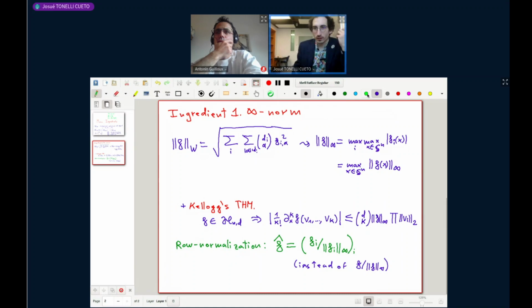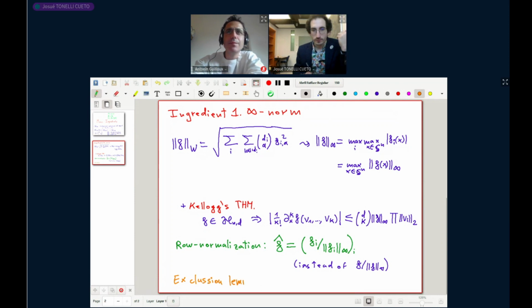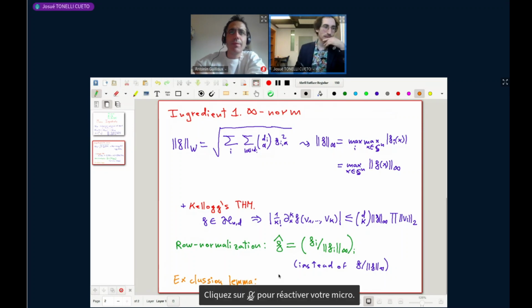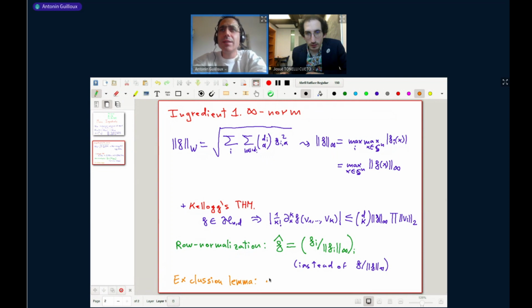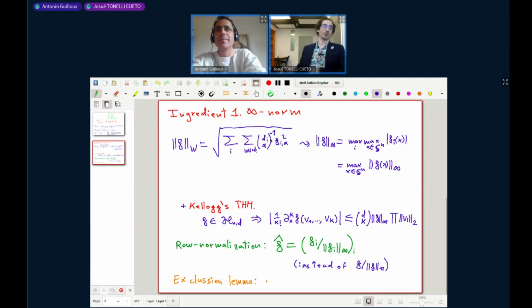And here the main, so let me write this with orange. Of course, the exclusion lemma. There is a question by Guillaume. For the W norm, isn't it rather f squared divided by d to the alpha? Yes, sorry. Here there should be a d minus 1. Thank you.